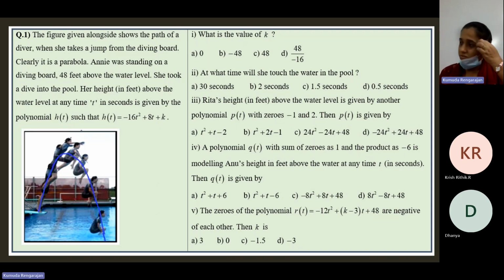Yeah, this is the first question for today's class. Read, I'll give you about 10 minutes. Try, and then we'll see the answer.